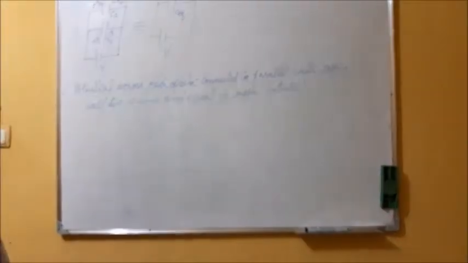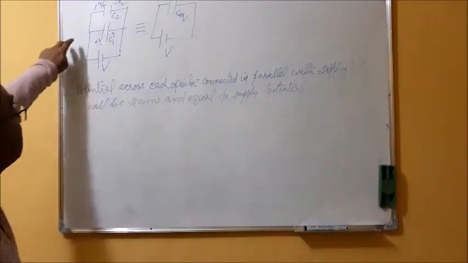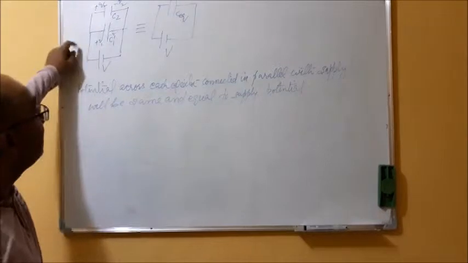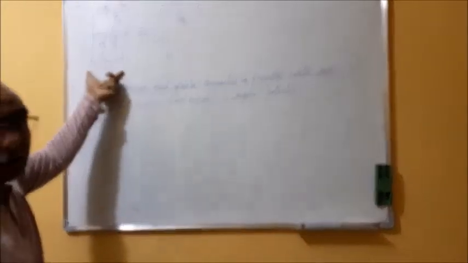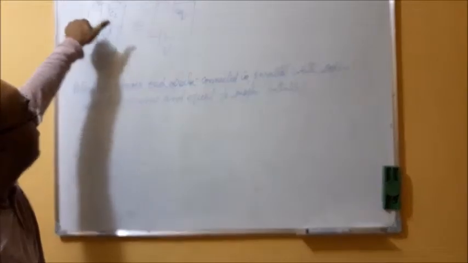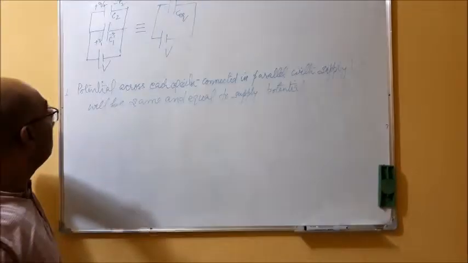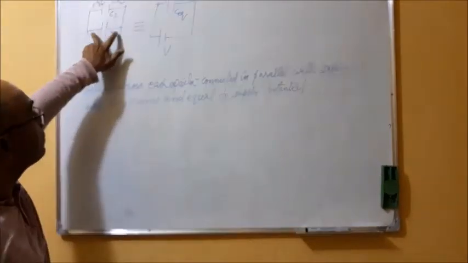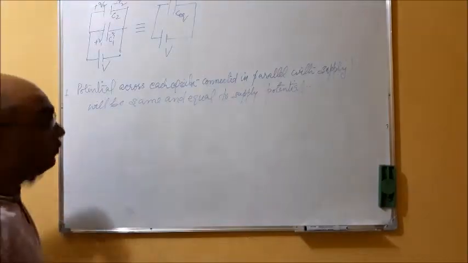So what is the first point? If the two capacitors C1 and C2 are connected in parallel with the supply, the supply potential will appear here and here. So the potential V will be across C1 and across C2.